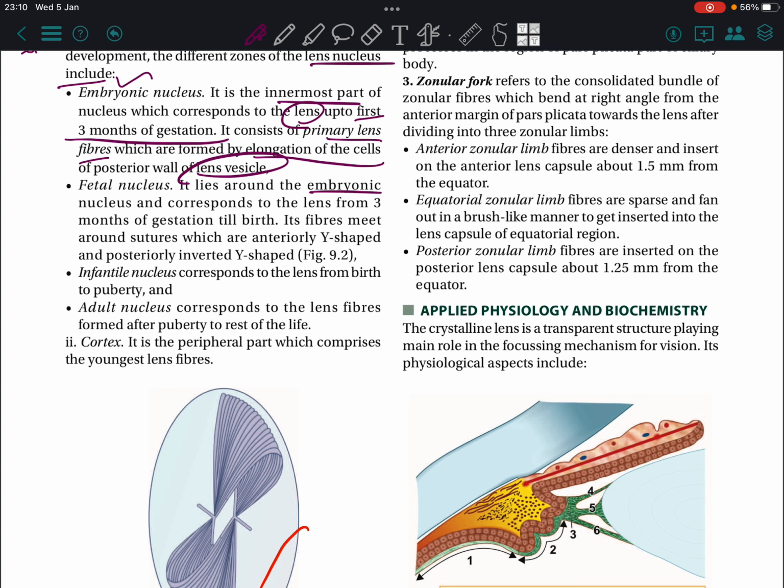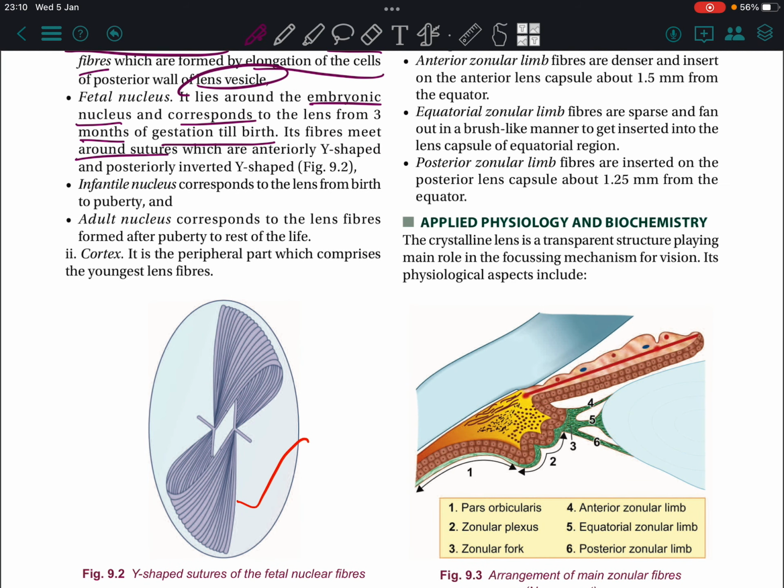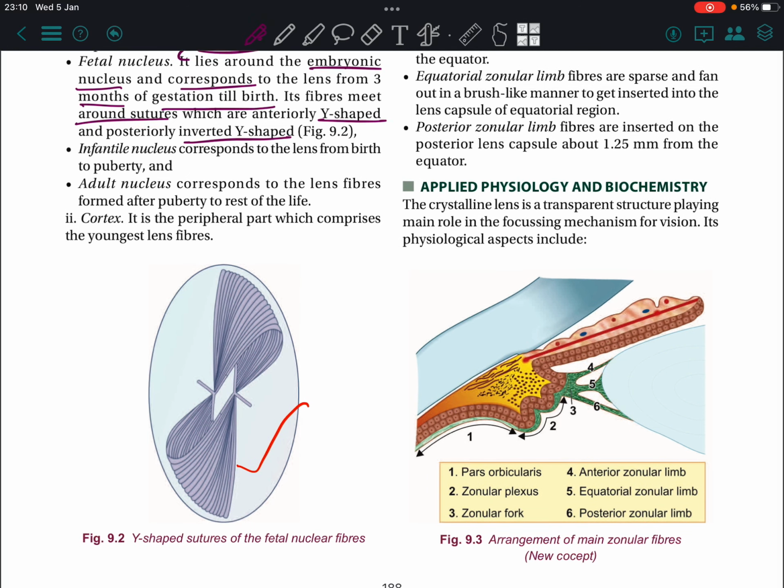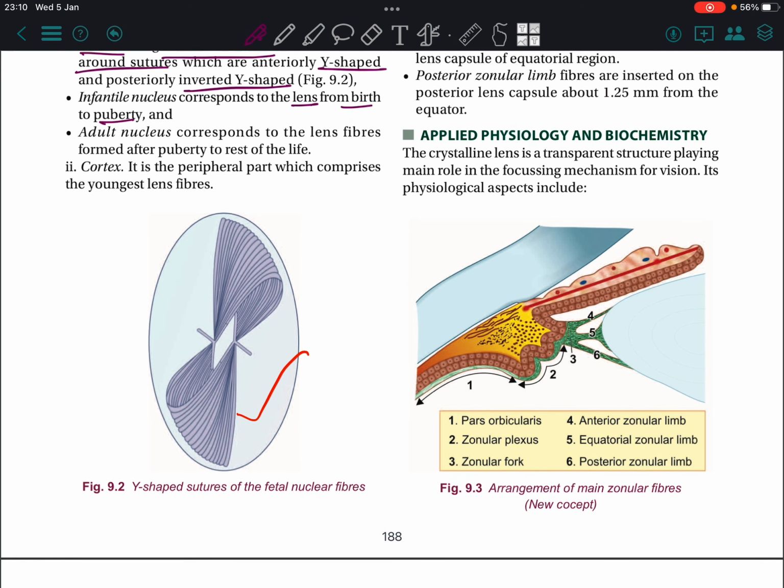Fetal nucleus lies around the embryonic nucleus and corresponds to lens from 3 months of gestation till birth. Its fibers meet around sutures which are anteriorly Y-shaped and posteriorly inverted Y-shaped. Infantile nucleus corresponds to the lens from birth to puberty. Adult nucleus corresponds to lens fibers formed after puberty to rest of life. Cortex, it is the peripheral part which comprises the youngest lens fibers.